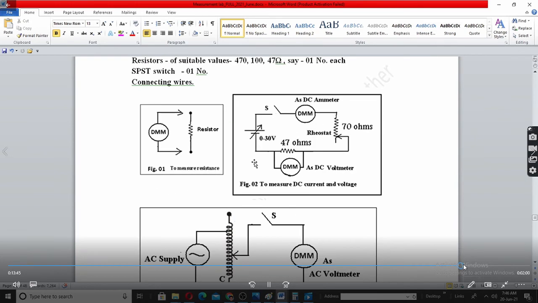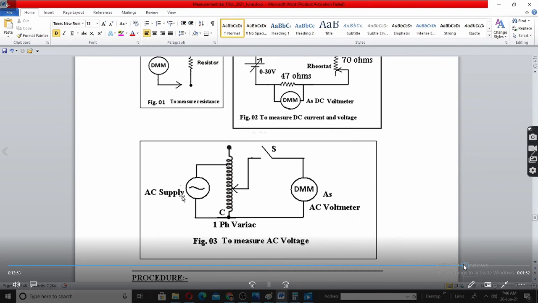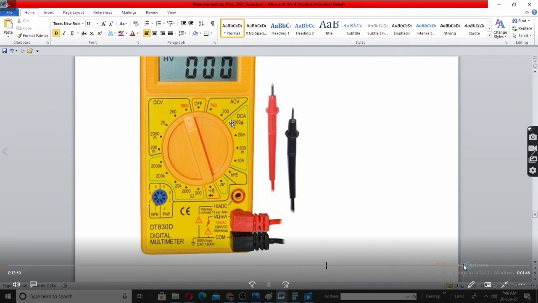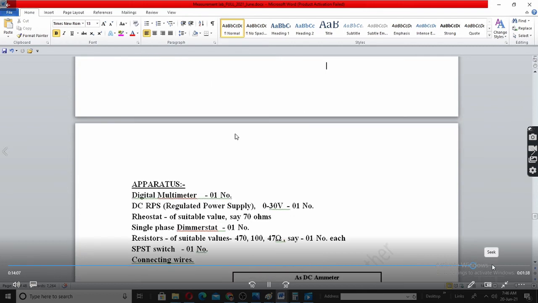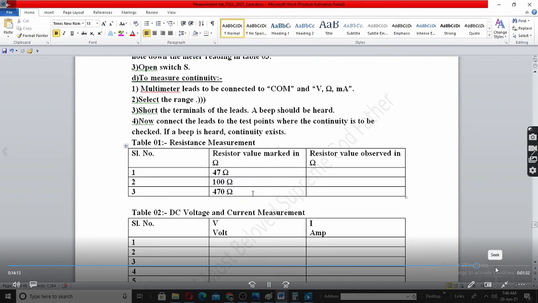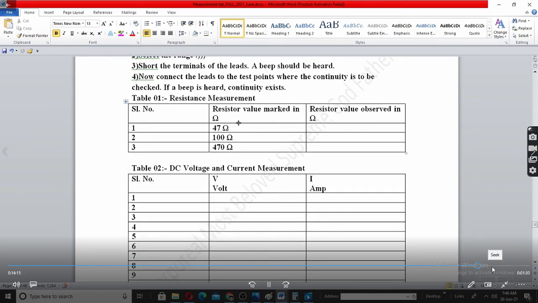So these are the circuits for measuring resistance, DC voltmeter and DC ammeter, and also for AC voltmeter. There is no AC ammeter in this multimeter because this is very cheap. So that facility is not given here. Tables are given here, and then you can do the measurements accordingly with the respective figures.